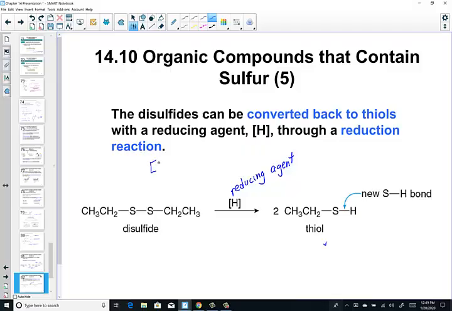So if you see oxidizing agent or reducing agent, that's telling us break the bond between the two sulfurs and add the hydrogens back. Since I have two like thiols, I produce two molecules of the same compound.